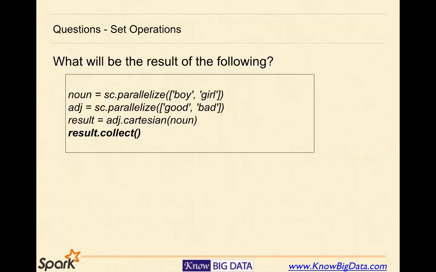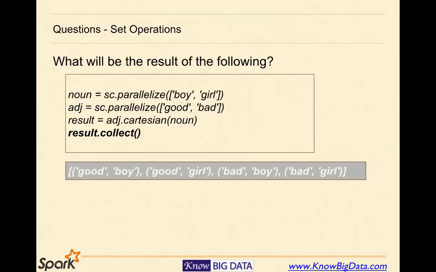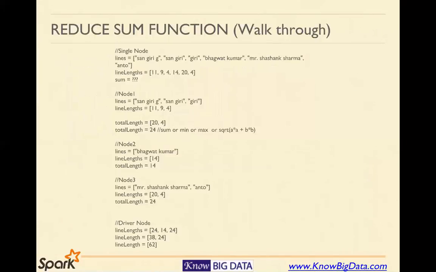We are saying adjective dot Cartesian noun. So adjective will come first and then the noun. That's right. Yes. Thank you, Krishna. So this is how it would come. Okay, good boy, good girl, bad boy, bad girl. So that's how it will come. Okay, so it basically multiplied the list of nouns against the list of adjectives. All right.